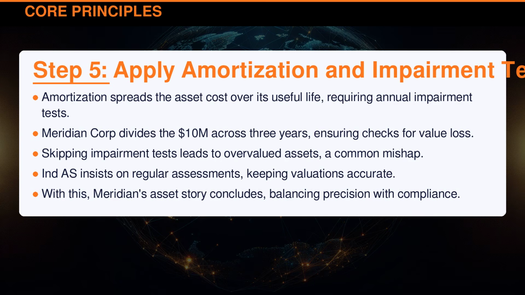Amortization spreads the asset cost over its useful life, requiring annual impairment tests. Meridian Corporation divides the $10 million across 3 years, ensuring checks for value loss. Skipping impairment tests leads to overvalued assets, a common mishap. Indian accounting standard insists on regular assessments, keeping valuations accurate. With this, Meridian's asset story concludes, balancing precision with compliance.